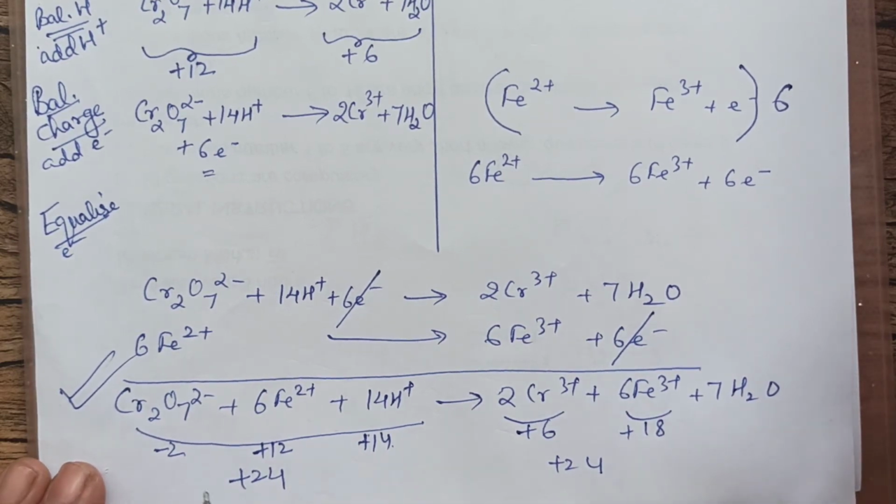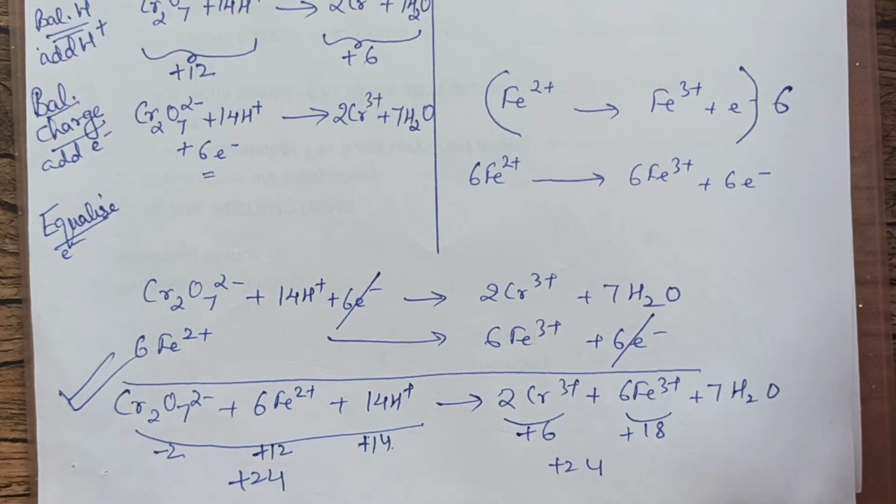Now you can also check each element. 2 chromiums, you have 7 oxygens, 14 hydrogens and iron also. Perfect. The charges on the left and right hand side will be correct. You will also have each element correct. So we will practice one more equation.